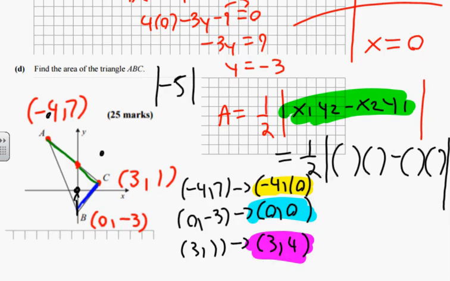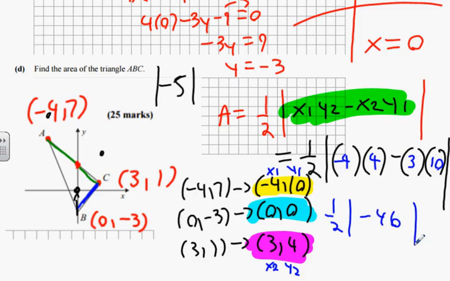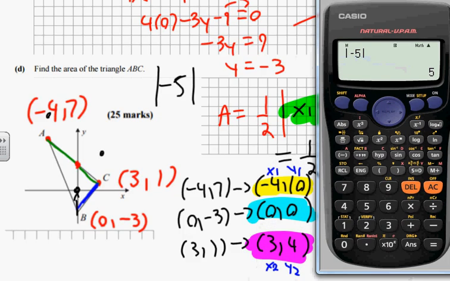Now, that's x1, y1, x2, y2. Ready? -4, y2, 4. Minus x2, y1, 3, y1 being, what is y1? 10. Okay. A half of, what's that, -16 minus 30? -16 minus 30 is minus 46. A half the modulus of minus 46? Plus 23. So a half of minus 46, sorry, and with the modulus, gives you plus 23. There we go. Okay.